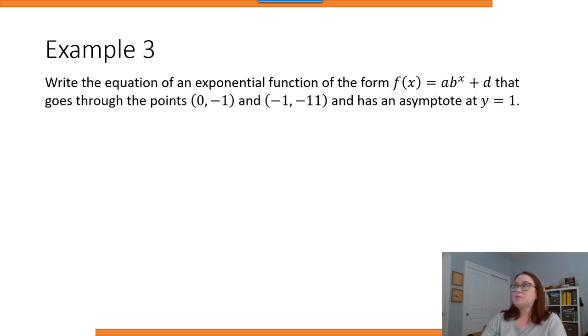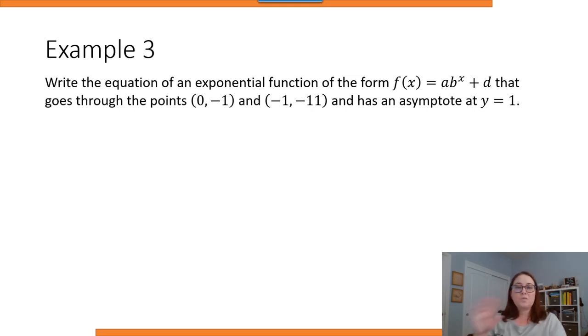The other thing we want to be able to do with these exponential functions and their graphs is come up with an equation. So we want to write the equation of an exponential function of the form f of x equals a times b to the x plus d that goes through the points (0, -1) and (-1, -11), and has an asymptote at y equals 1.